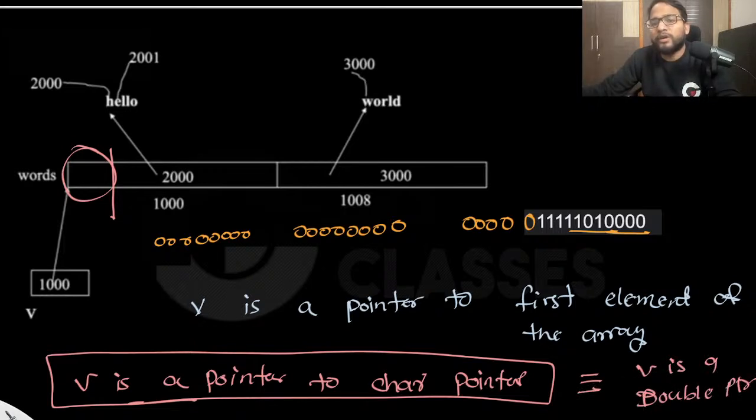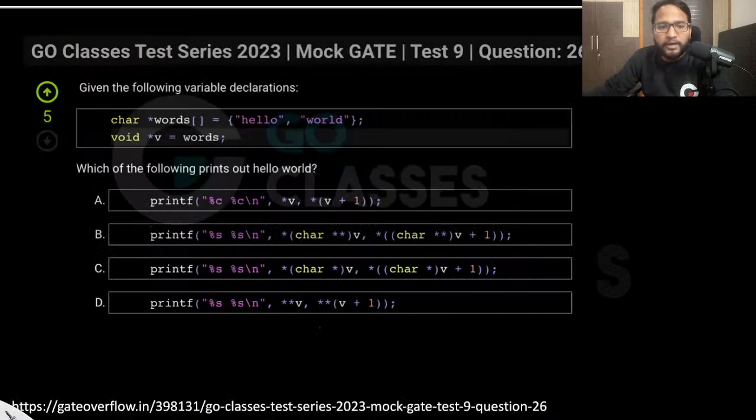So that's how you want to treat this v, right? Okay, I hope you understood. Cool. So basically, you want to treat this v as a double pointer, and then I think the only option which is matching is this one. That is the correct option.